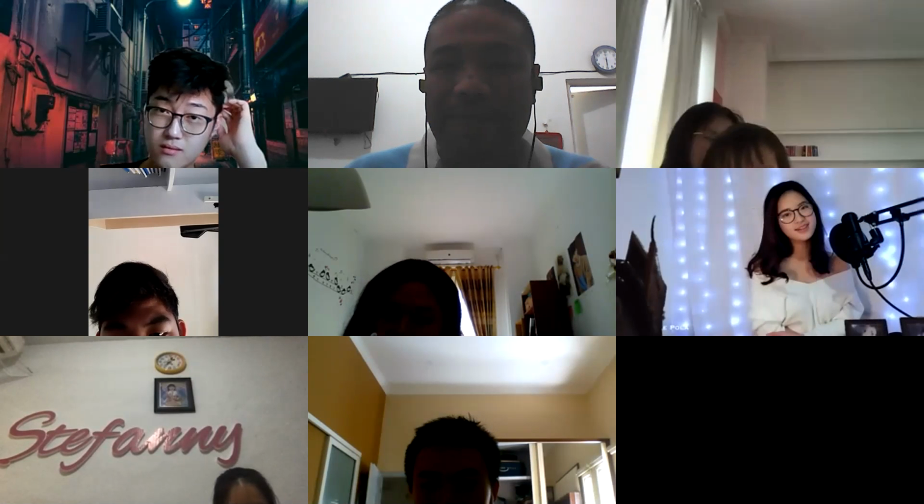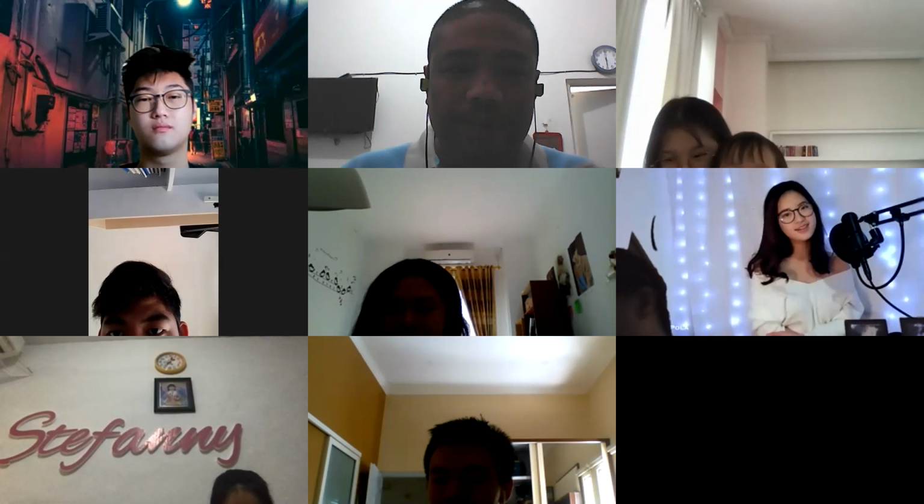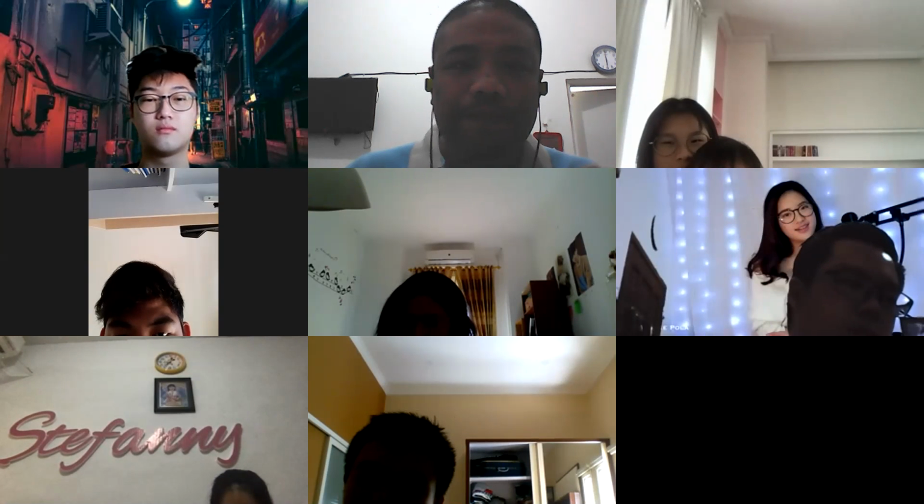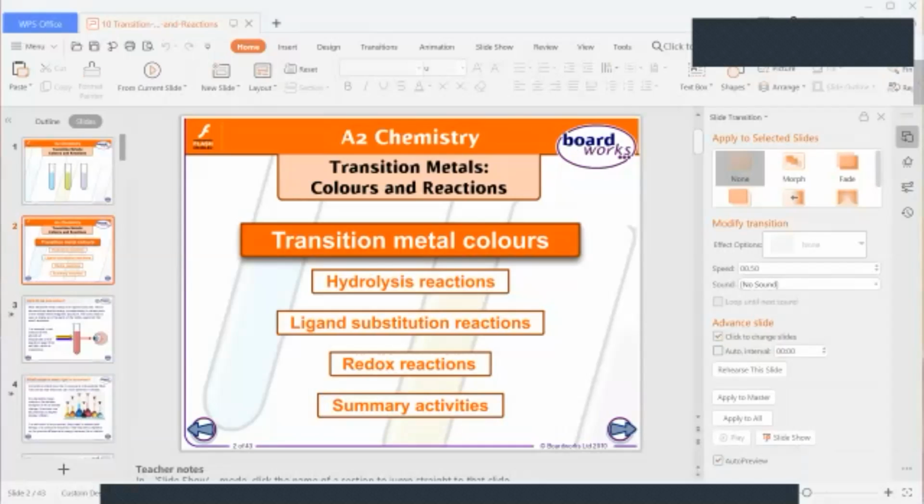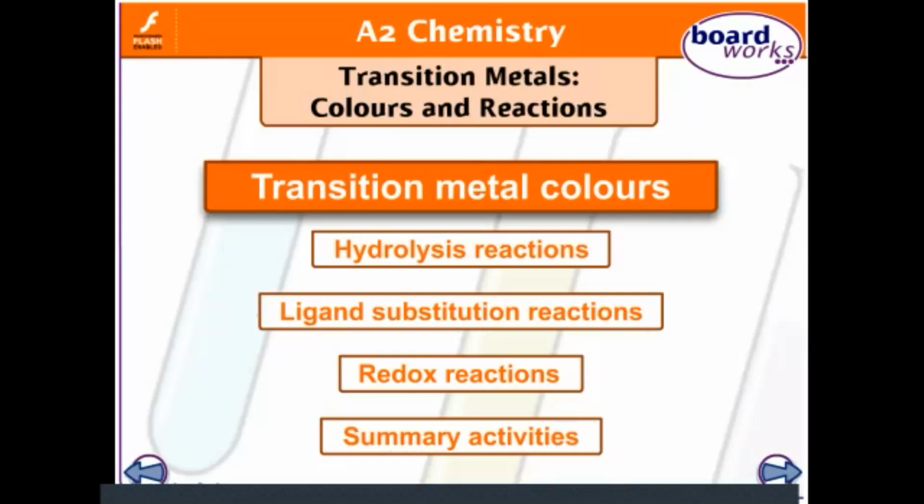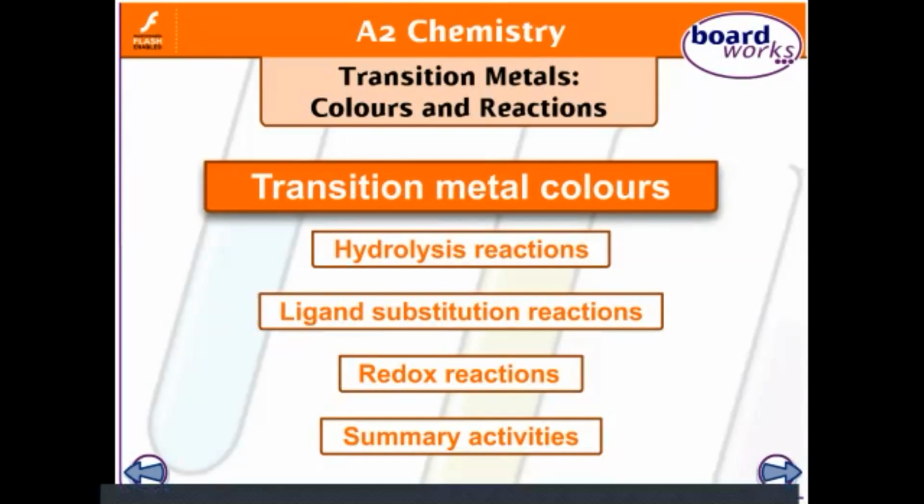Okay, so let's start first. Let's continue with the transition metals. So basically, we know that one of the characteristics of the transition metals is that when they form a complex with water, they form different colors of solution. Now let's look at the colors of the transition metals.